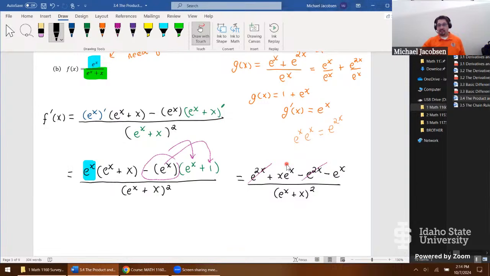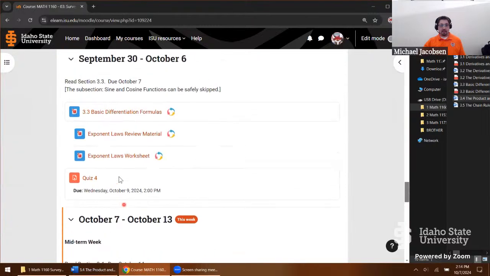Oh, we got a chat. Jamie says, will the exponent laws be given for the exam? The exponent laws are not on the exam, but a good place to look just for a really quick refresher is going to be this right here, the exponent laws review material.